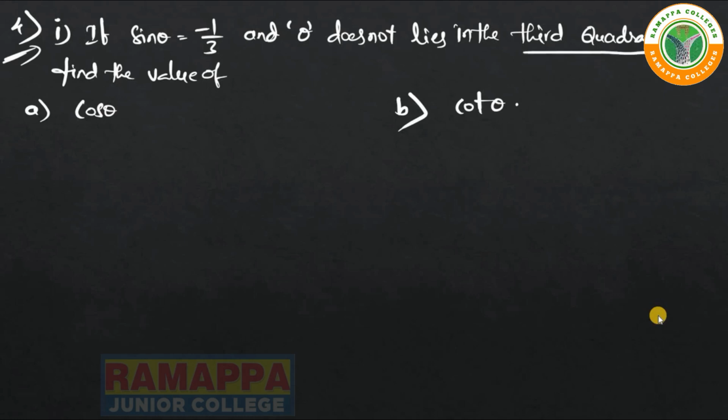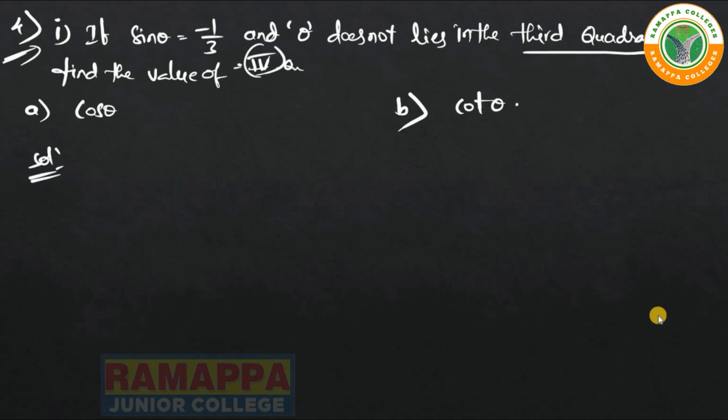He is only saying, find the value of A = cos theta and B = cot theta. Here theta does not lie in the third quadrant, which means it will be in the fourth quadrant. Theta lies in the fourth quadrant. The answer for the first one is as follows.